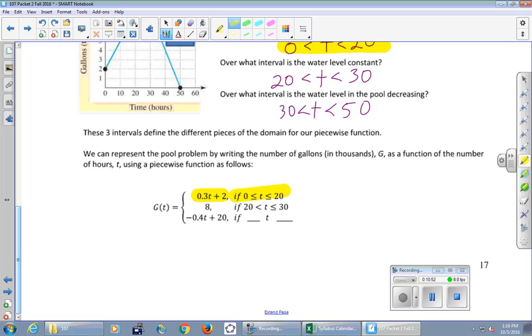Okay? And then the next piece was the constant piece. And you guys wrote y equals 8, right? That's the constant piece. So the rule is 8, but it's not always 8. It's 8 if 20 is less than t is less than 30.